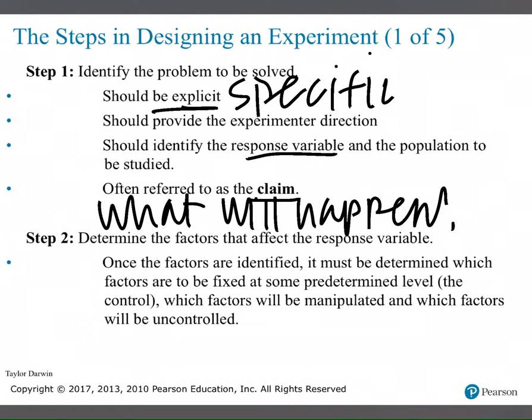Determine the factors is step 2 that will affect the response variable. And once they're identified, we need to determine what are going to be fixed and which can be manipulated and which we just can't control. And hopefully randomization will help us with that.